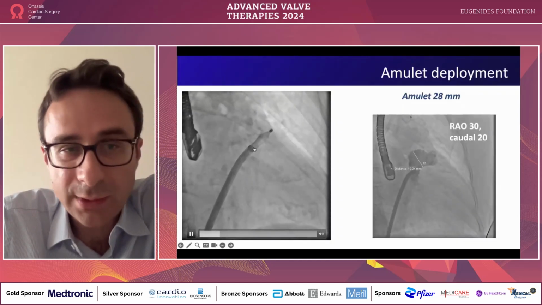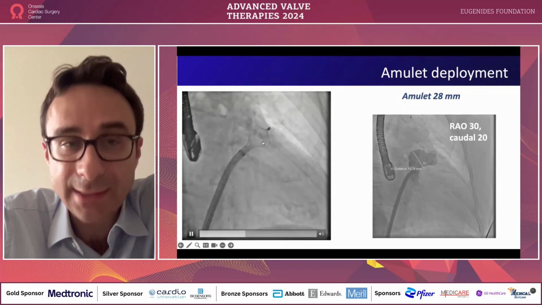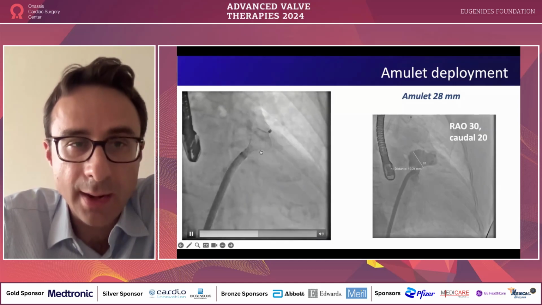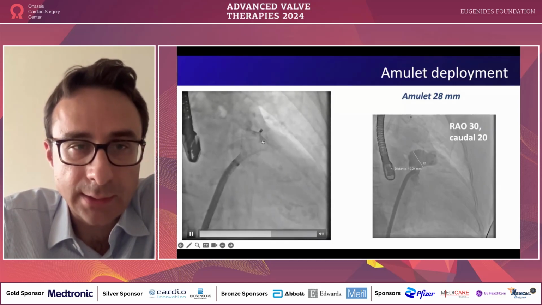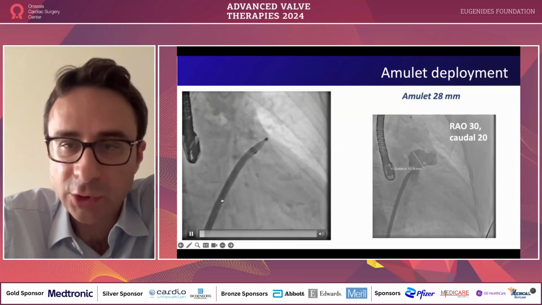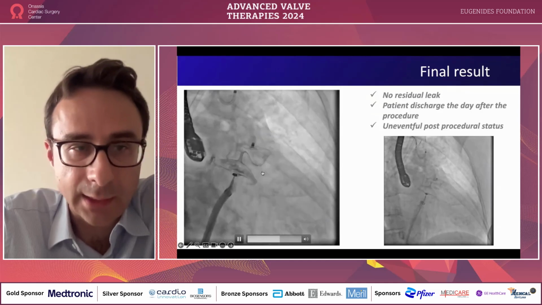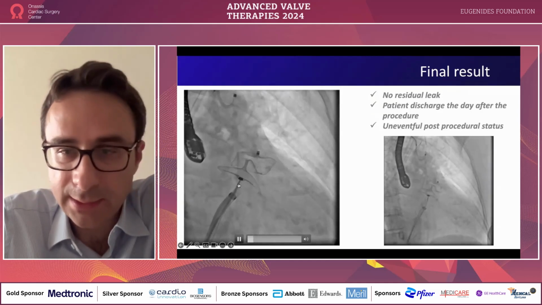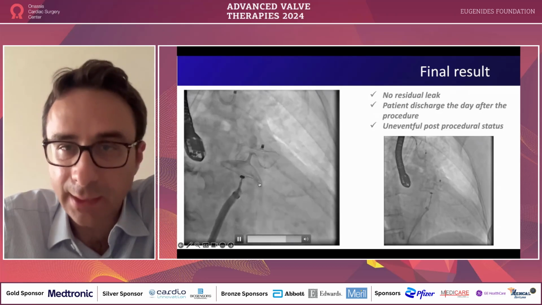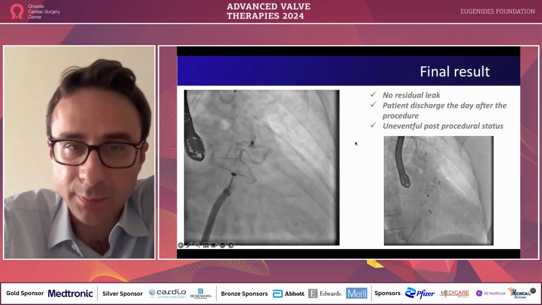Here, in this case, I was already very well aligned, so I created the lobe already inside the LAA structure. Then I pushed the device to create the lobe. Here you can see the lobe coming, and then I just deployed the disc by performing an unsheathing of the device. You can see here angiographically, with the injection of contrast, the final result without any residual leak, and this patient was discharged the day after the procedure.